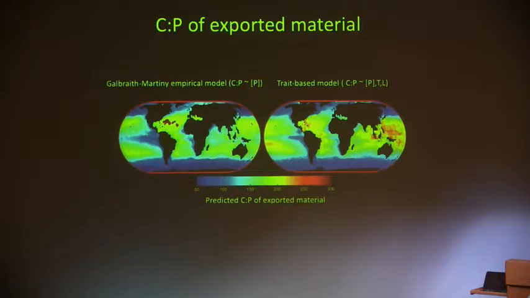All right, so now we embedded this trait-based model into a global ocean biogeochemical model. In the ocean biogeochemical models, we have information on light, temperature, and phosphate levels, and we can put that into the trait-based model and predict the C to P of exported material. I compared this to a very simple empirical model we published a few years ago, which is purely calibrated just on phosphate. There are some differences, but also a lot of similarities between a pure phosphate-based model and this more complex trait-based model.